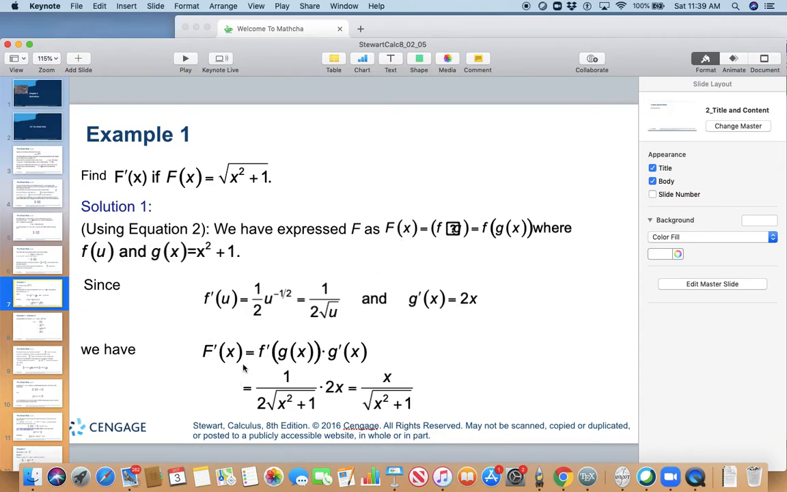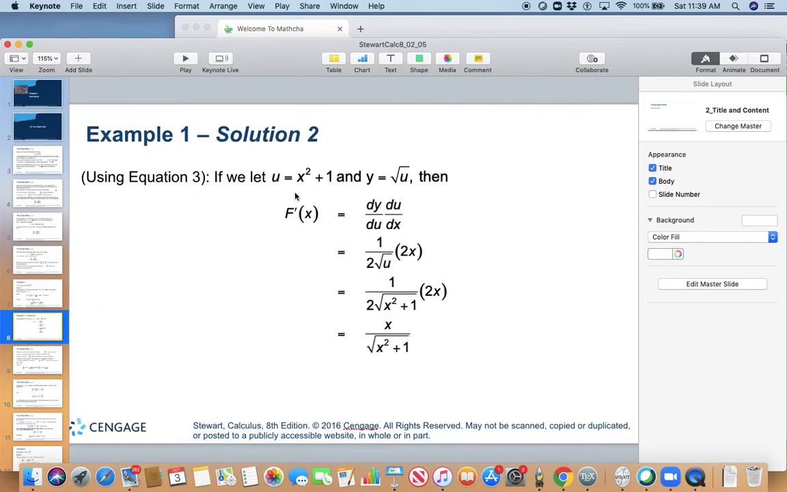So, the derivative of F is the outer function, that is little f, its derivative with g inside. That's what I mean. So that u is x squared plus 1 as it is, times the derivative of g. All right. The 2's cancel. You're left with x over the square root of x squared plus 1.